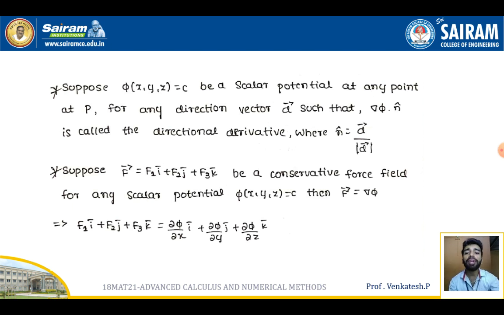Suppose f is equal to f1 i cap plus f2 j cap plus f3 k cap be a conservative force field for any scalar potential pi of x, y, z is equal to c. So to find the conservative potential, we have to use this formula, f is equal to del pi. In the place of f, I'm taking this vector, that is f1 i cap plus f2 j cap plus f3 k cap, and del pi is nothing but the gradient of the scalar function pi. It is given by dou pi by dou x i cap plus dou pi by dou y j cap plus dou pi by dou z k cap.